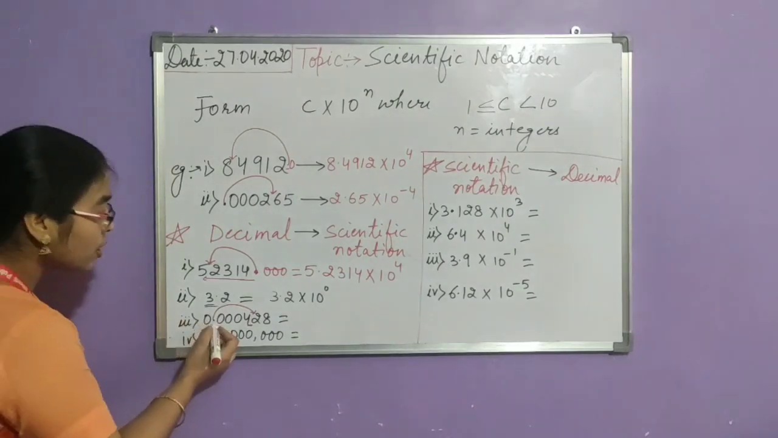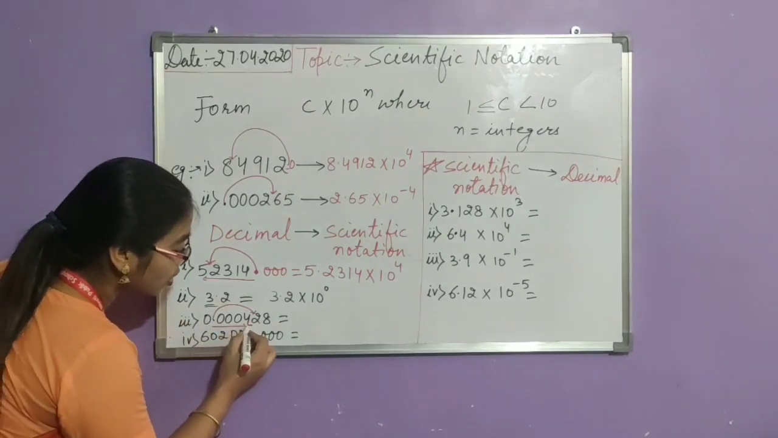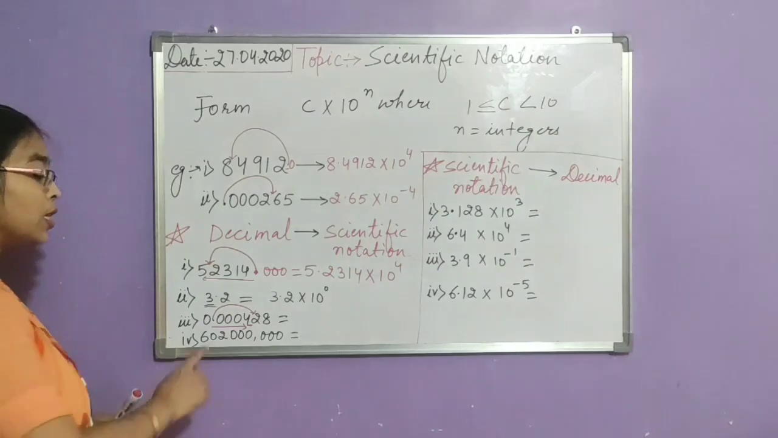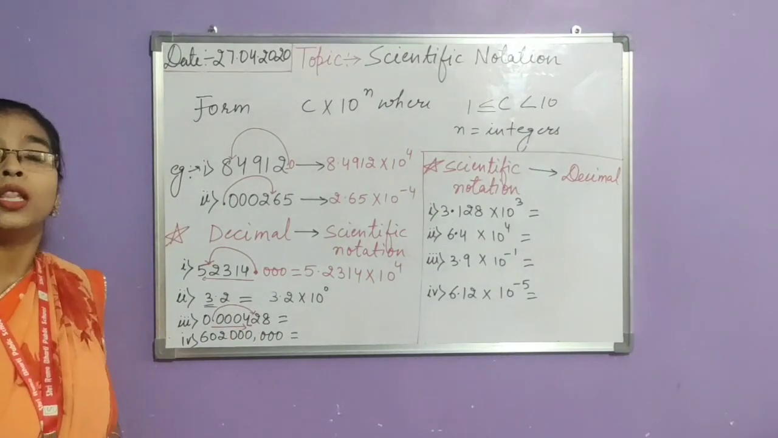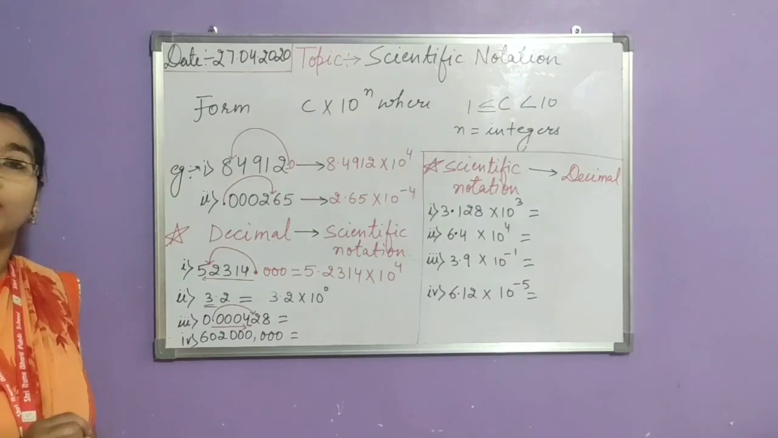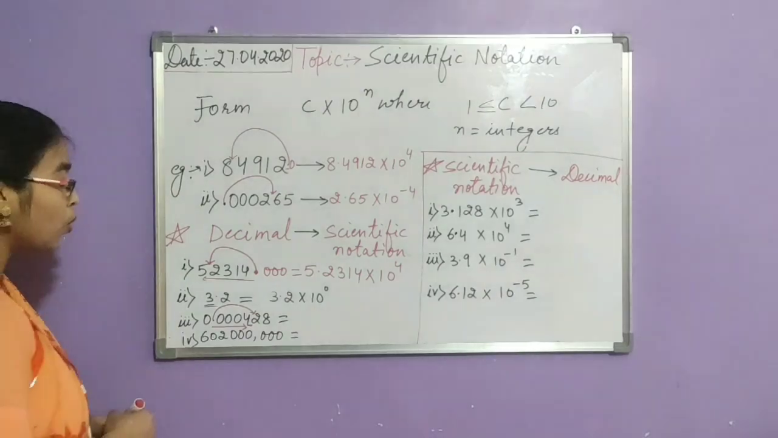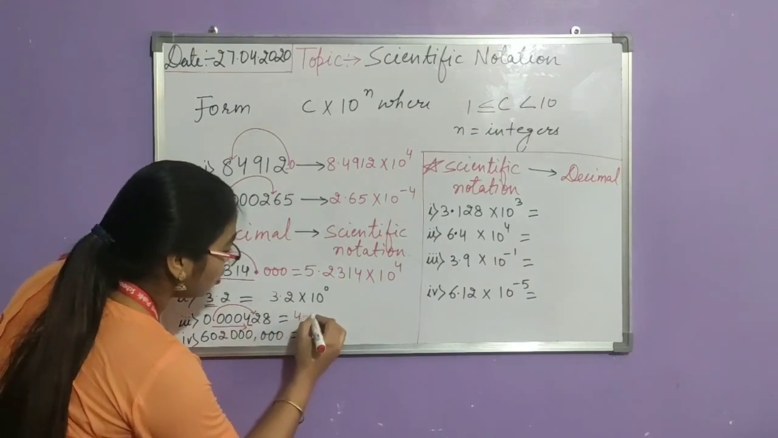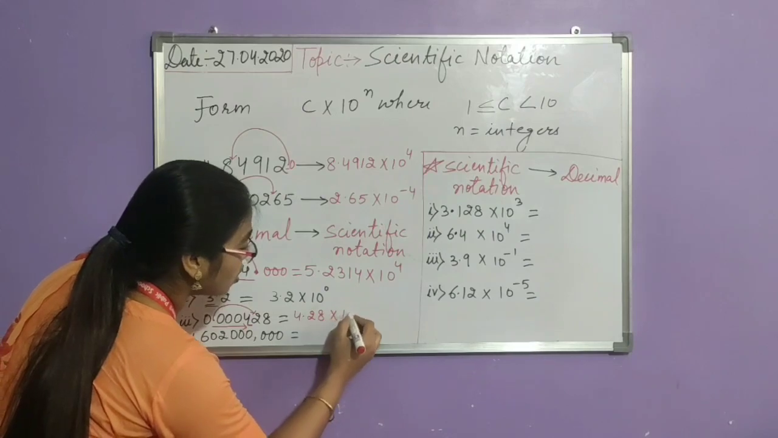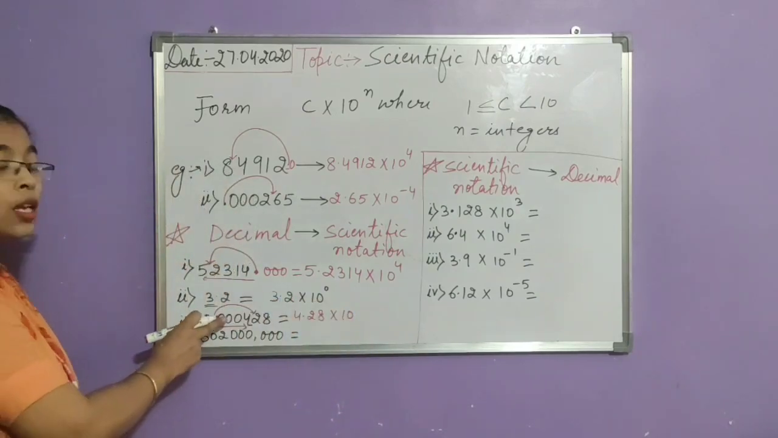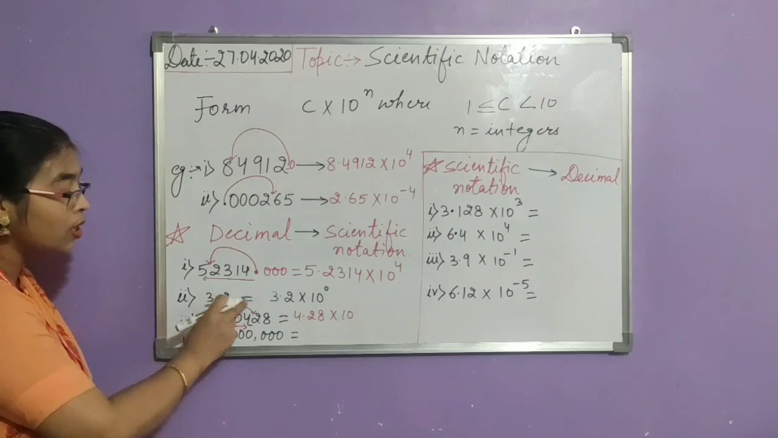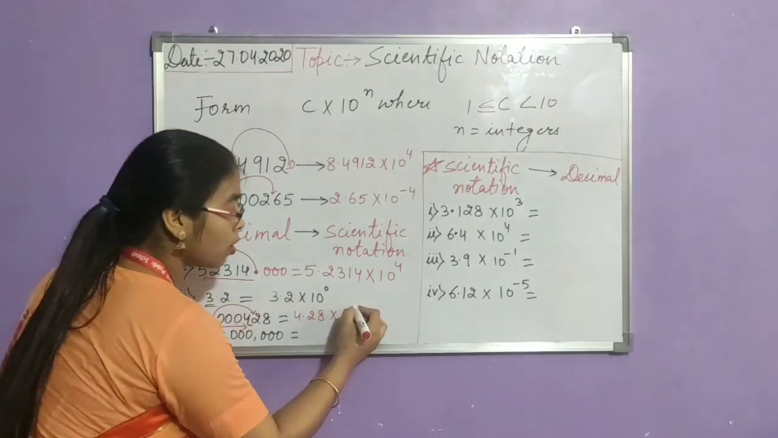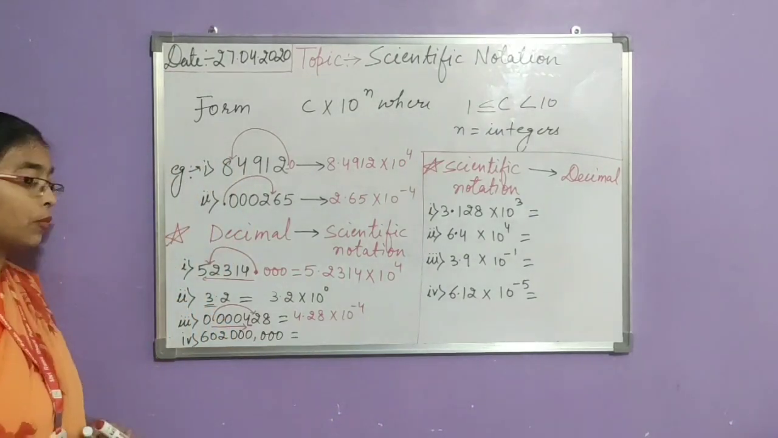Okay, this is the decimal point and we are moving towards the right side of the decimal point. When we move towards the right side of the decimal point, then in the power we have to put a negative sign. So let's see how we have to write this. This one is 4.28 into 10 raised to the power... How many places, how many digits have we crossed? 1, 2, 3, 4. So here minus 4 will come.